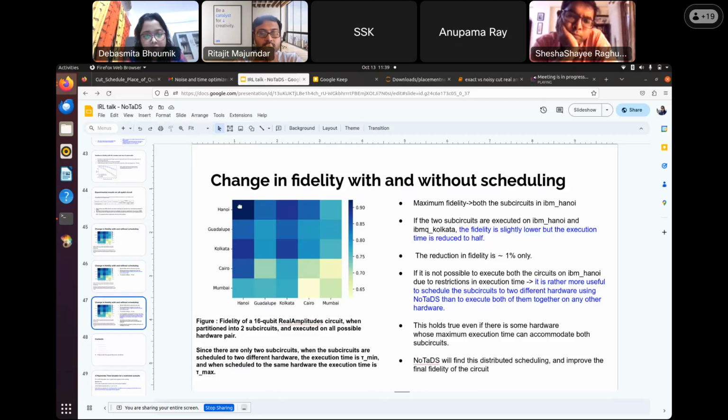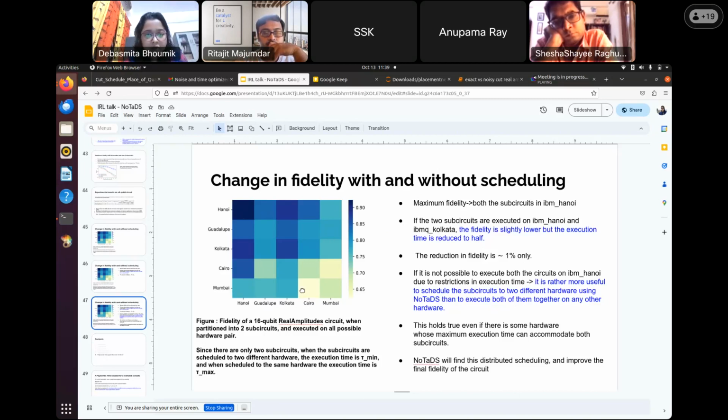By distributing them, as we have stated here, there is some reduction in fidelity of course, but the reduction is not so bad, and the time will almost be half because we are distributing both of the subcircuits. So whatever the subcircuits are, if we distribute them, the time will be lower. And if your question is about fidelity, then it always changes if you run in different combinations.